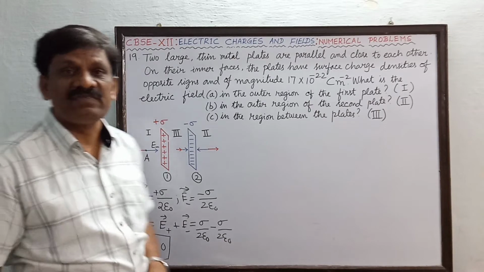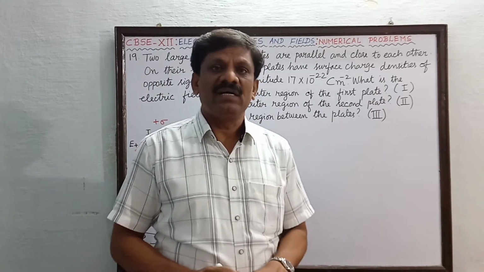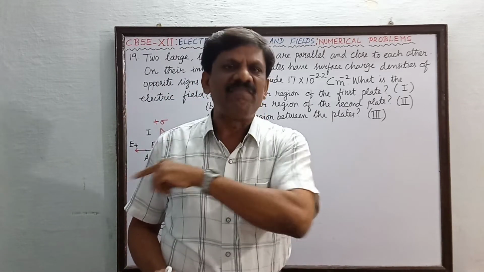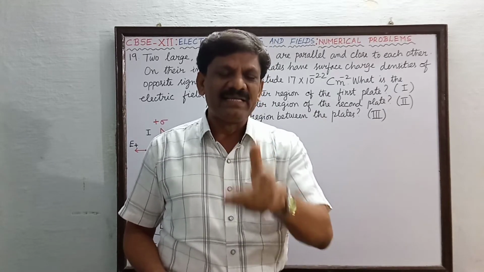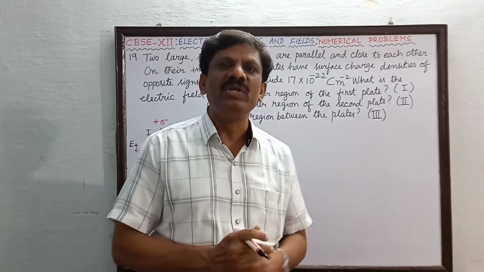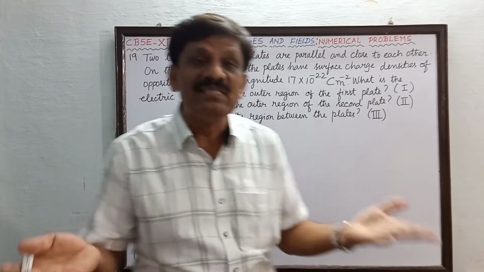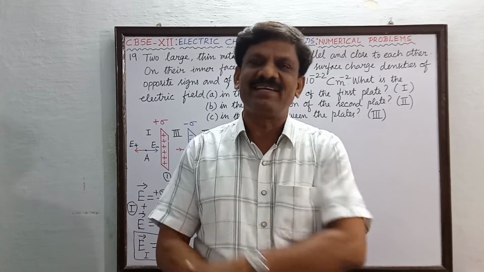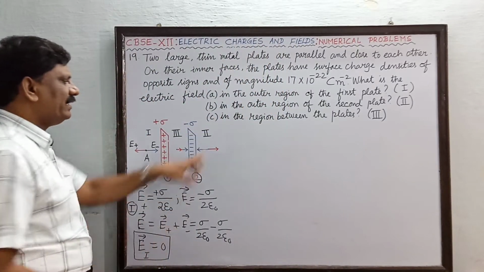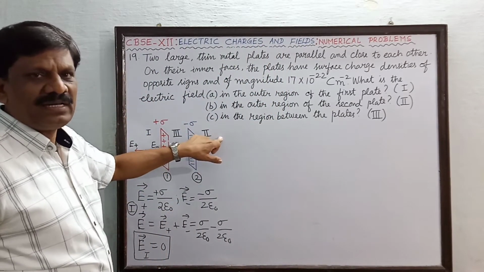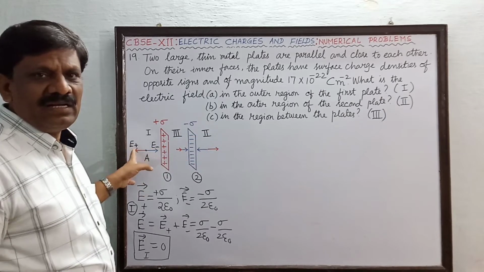Have you understood this first of all? Yes, on the outer region of the first plate, that is on the left side of the first plate, the resultant or the net electric field due to these 2 plates will be equal to 0. There is no electric field on the left hand side of the 2 plates. Okay, now let us take the region 2. Easy to understand, similar to that of the first region only.